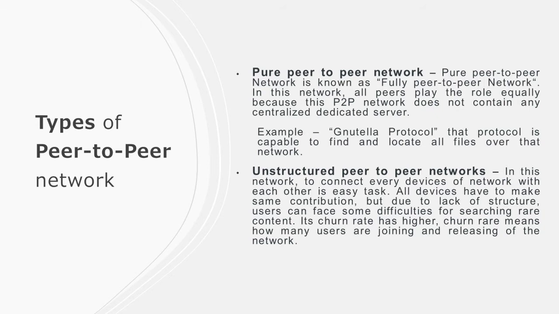Another type is the unstructured peer. It is an easy task to connect all the devices of the network with each other. So all the devices have to make the same contribution, but due to the lack of structure, users can face some difficulties searching for content.